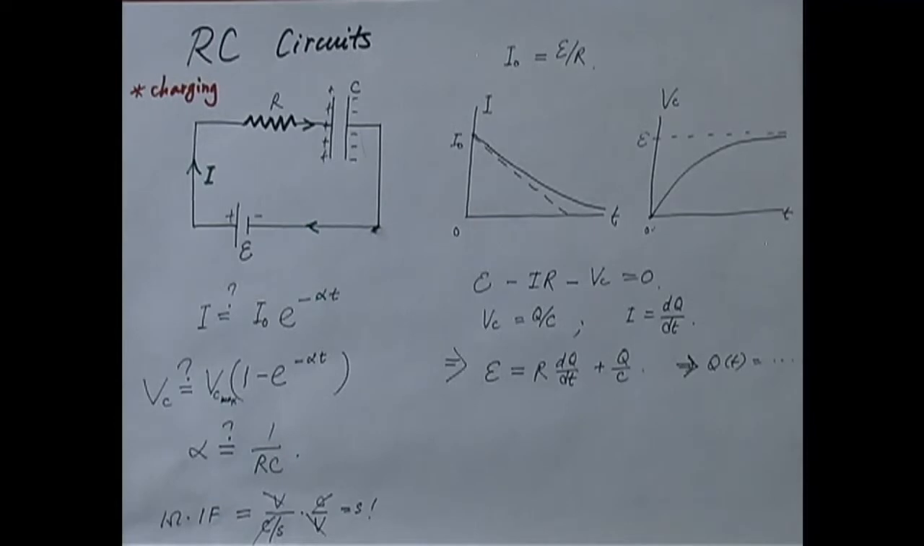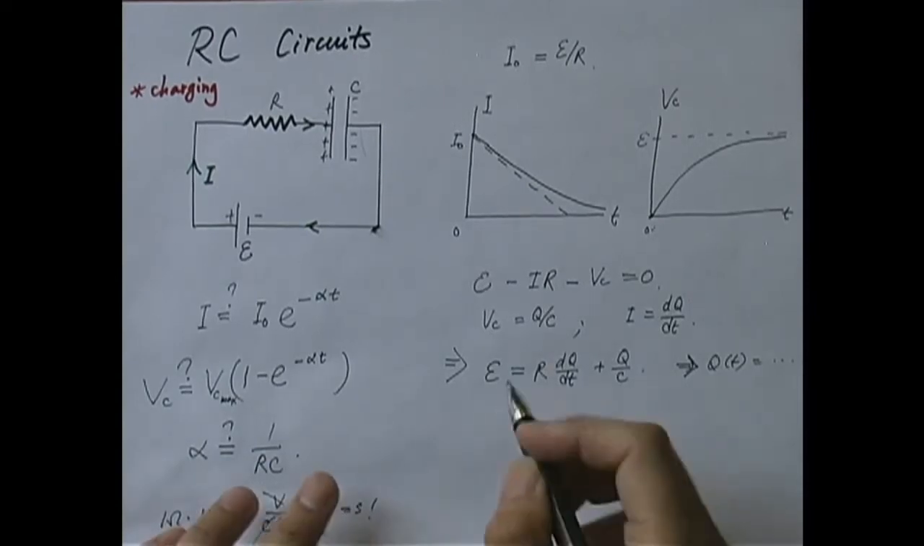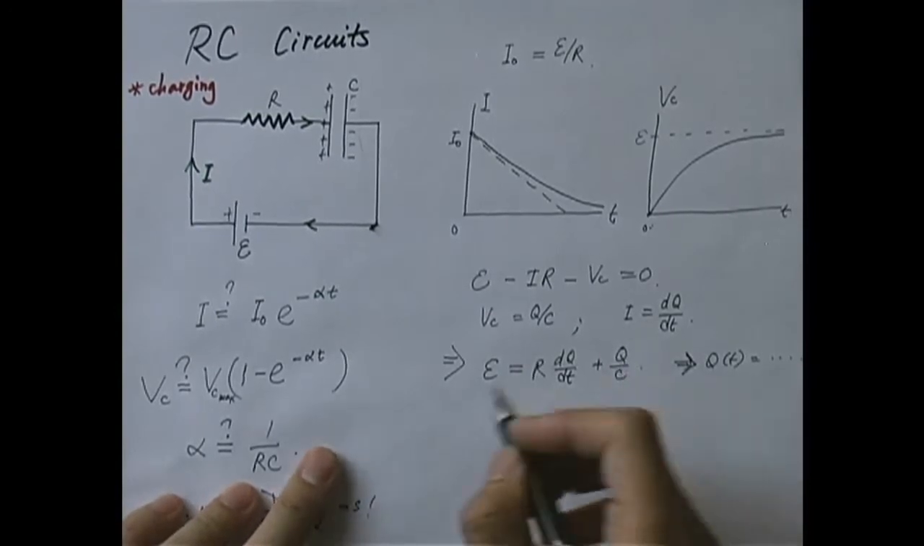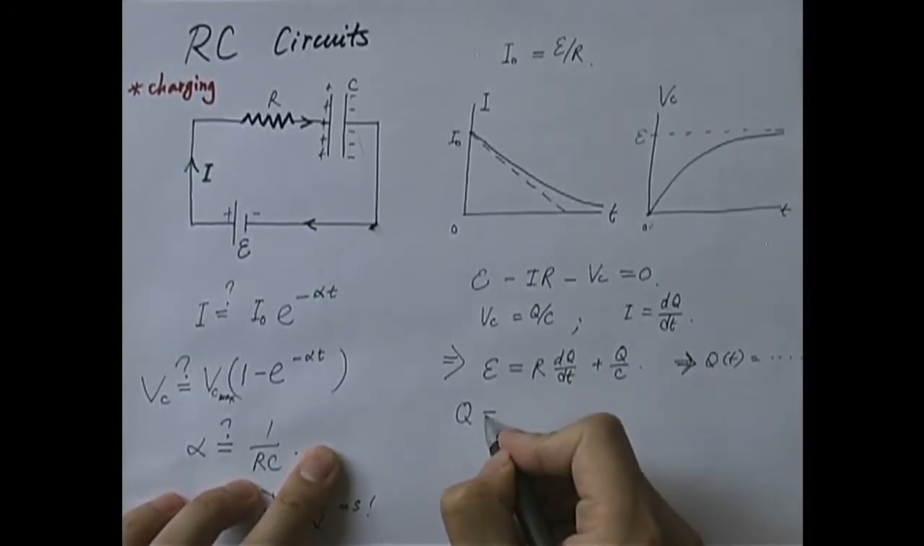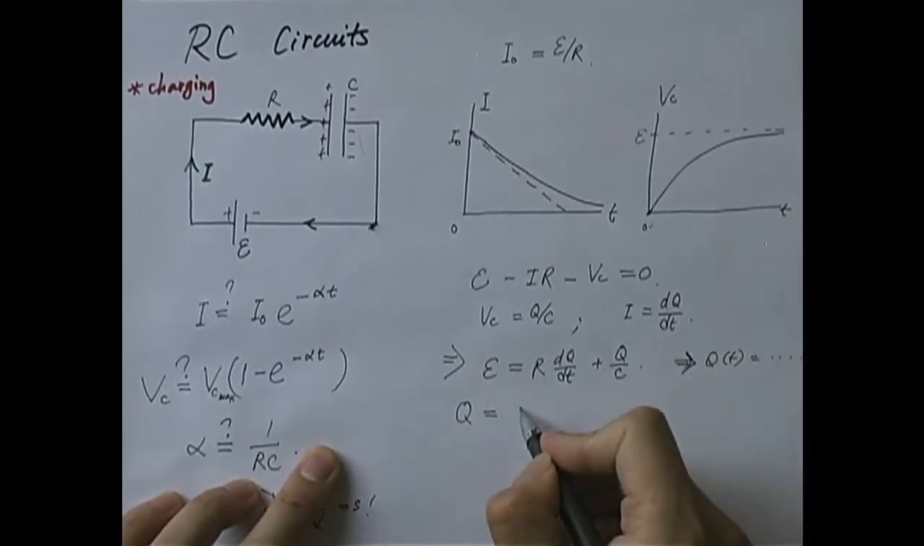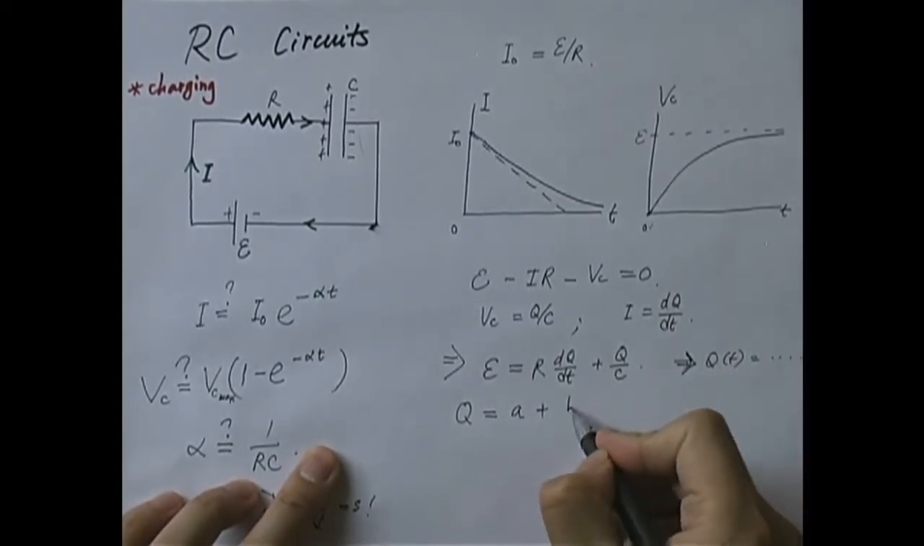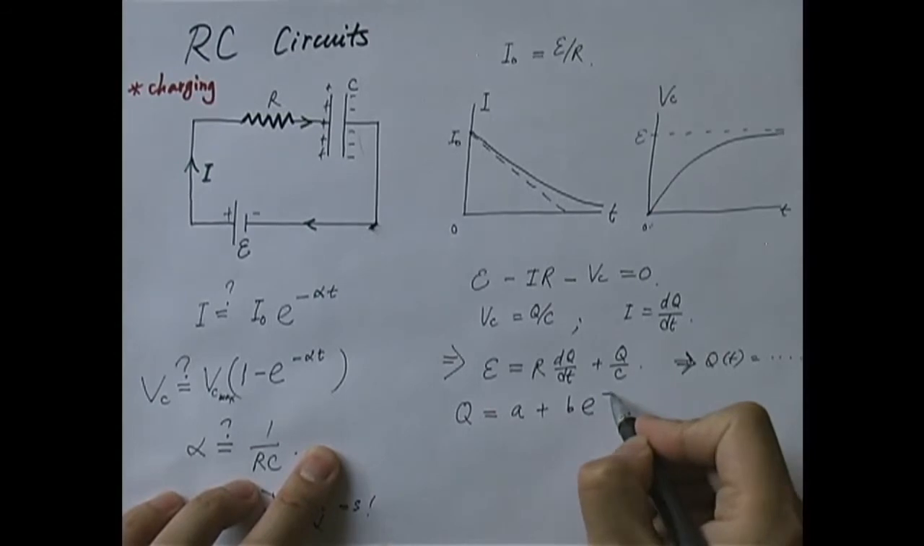The power function doesn't do the job. The sine function doesn't do the job. But what about an exponential function? An exponential function does that job, doesn't it? So our best guess is that Q probably is an exponential function of time. Something like a plus b e to the power negative alpha t.